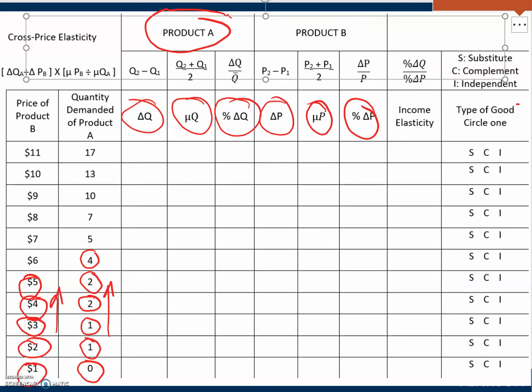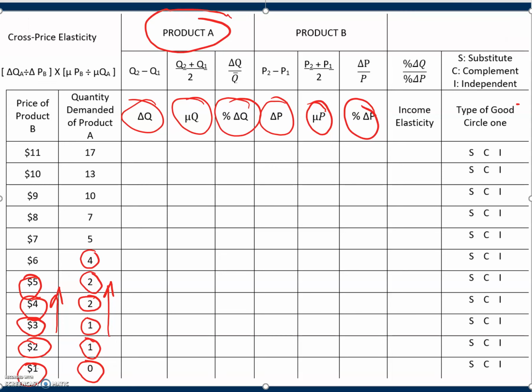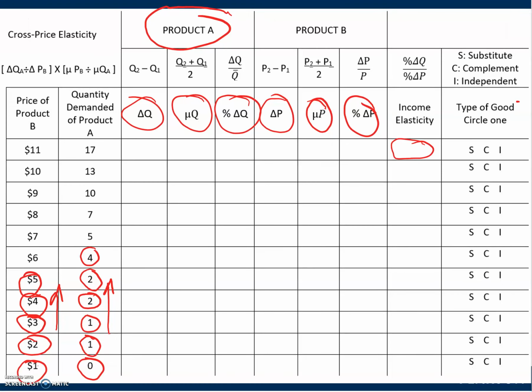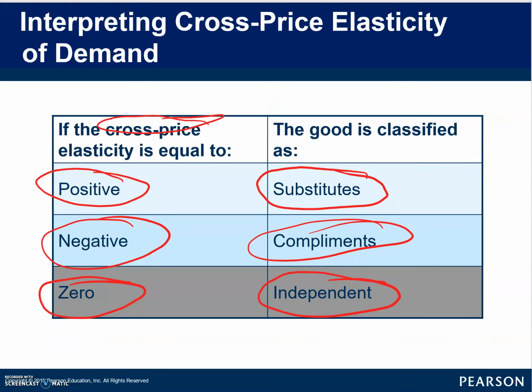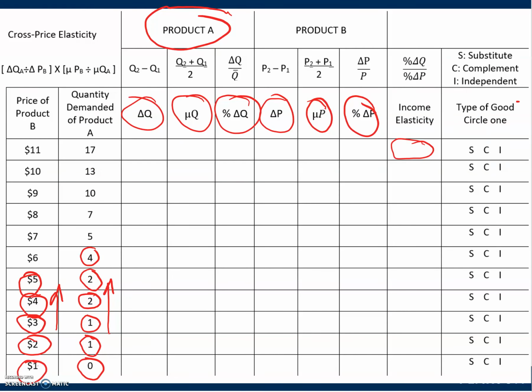Rid of that guy. And that's going to come up with your income elasticity as we move through this. What you're going to do at the end, though, is based on that elasticity, and remember that we said if it's a positive number, they're substitutes, negative number, they're complements, 0 is independent. You're going to go ahead and circle either the substitute, the complement, or the independent for each of those as you move through it.